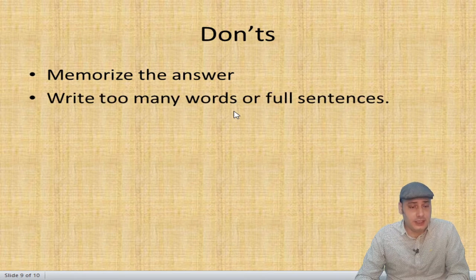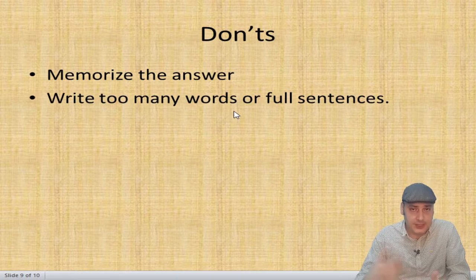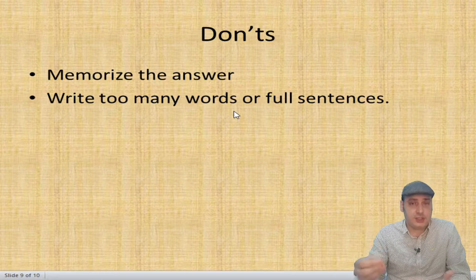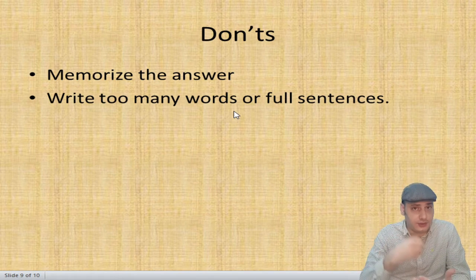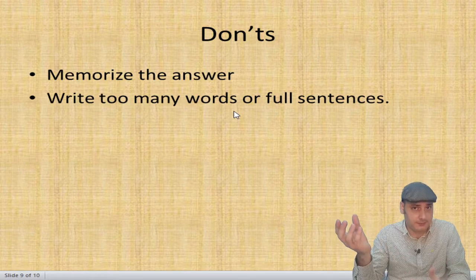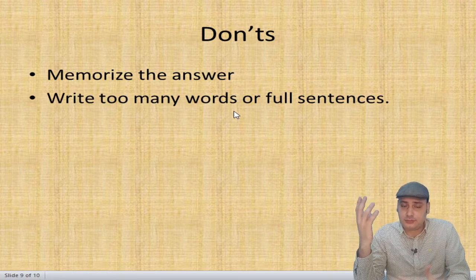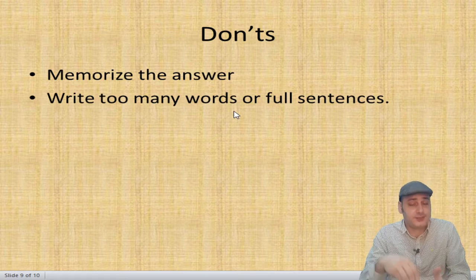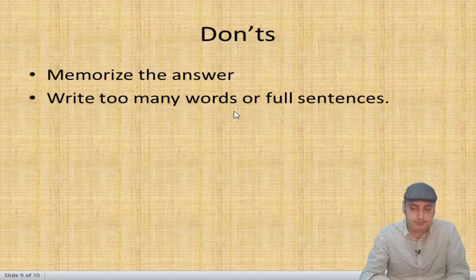Next one, don't write too many words or full sentences on the paper. As I told you, the examiner is going to give you a paper and a pencil, and you could write some of the ideas. Don't write full sentences. It's only 2 minutes. You can just write only the main words that remind you of the main idea. So don't write too many words, don't write full sentences.